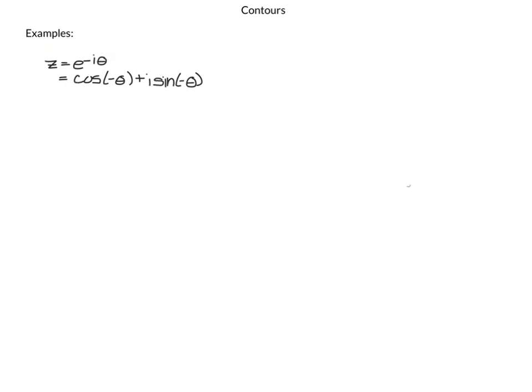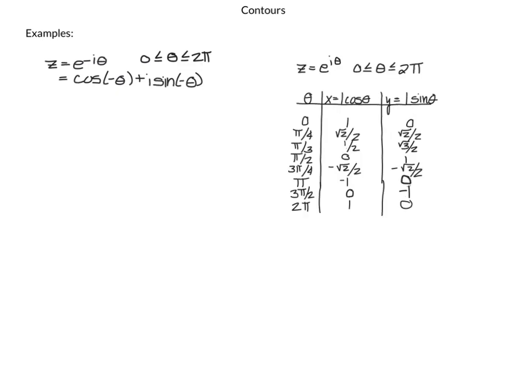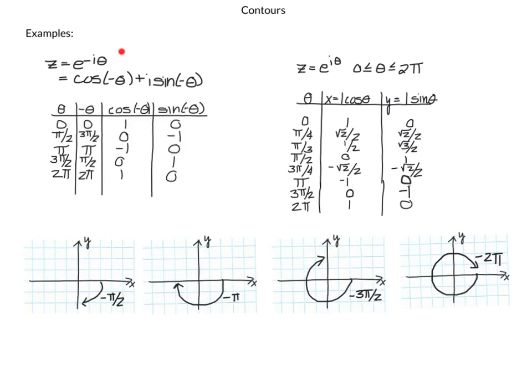This next example is z is equal to e to the minus i theta, which I rewrote in terms of sines and cosines, so that's cosine of negative theta plus i sine of negative theta. And this problem is related to z equals e to the i theta, so I rewrote that table here. Now I'll make my table for z equals e to the minus i theta. So I have my theta column here, my minus theta column here, cosine of minus theta, sine of minus theta.